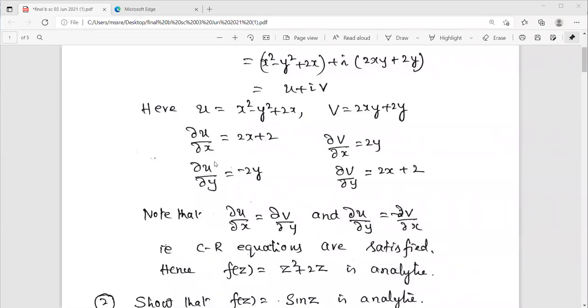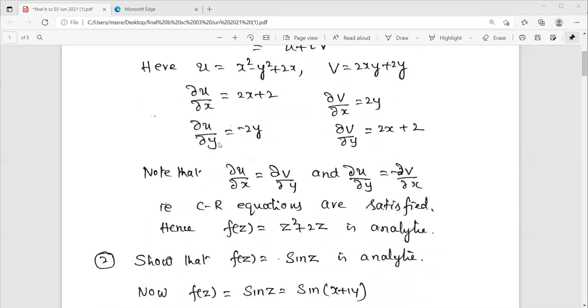Similarly, partial differentiation of u with respect to y, keeping x constant. So x square is constant, therefore its differentiation is 0, minus y square gives minus 2y. Similarly, 2x is constant, its differentiation is 0. So delta u by delta y is minus 2y. And delta v by delta y, you have to differentiate v with respect to y, keeping x constant, you will get 2x plus 2. So these are the four partial derivatives of u and v with respect to x and y.